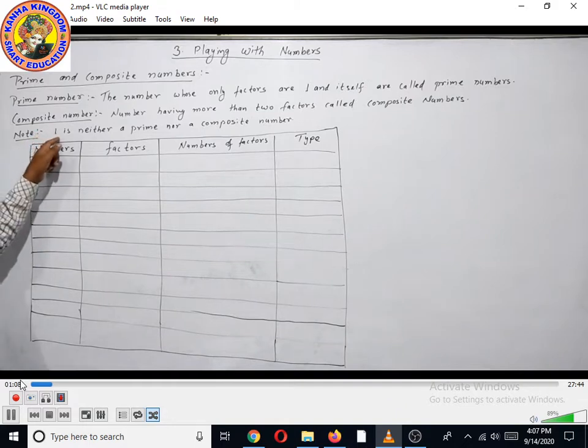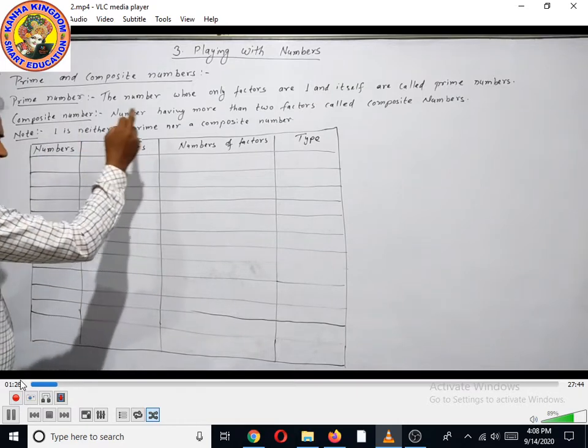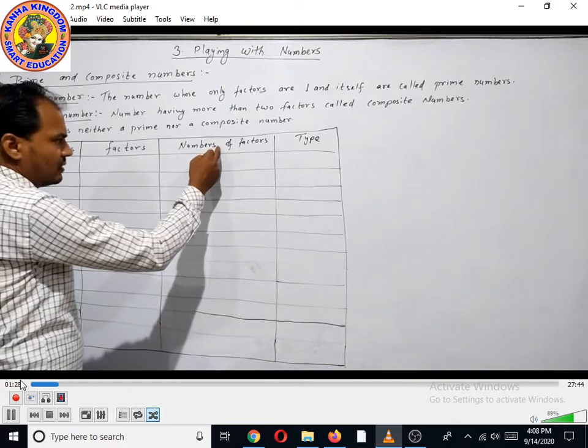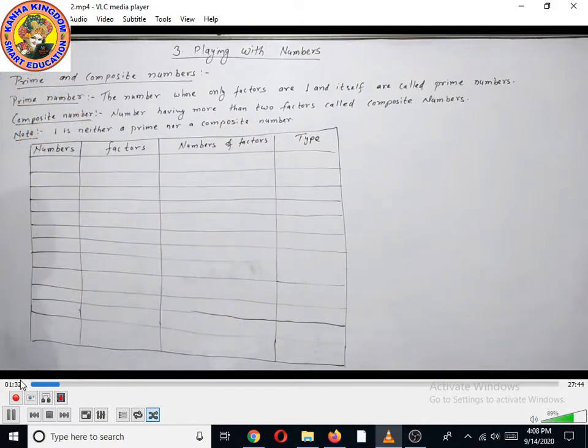Note: 1 is neither a prime number nor a composite number. 1 cannot be put in prime or composite. 1 is different. Why? Let's take numbers, take the factors of these numbers, count their factors, and find the type, prime or composite.